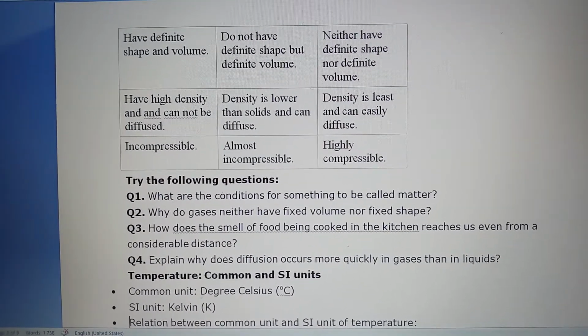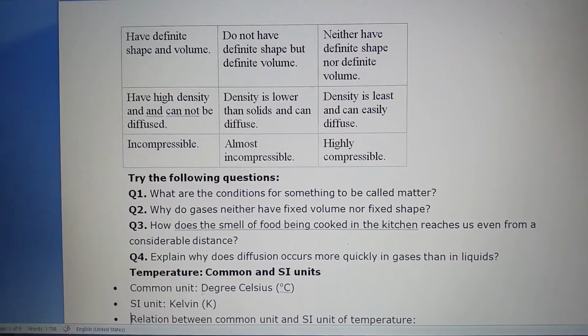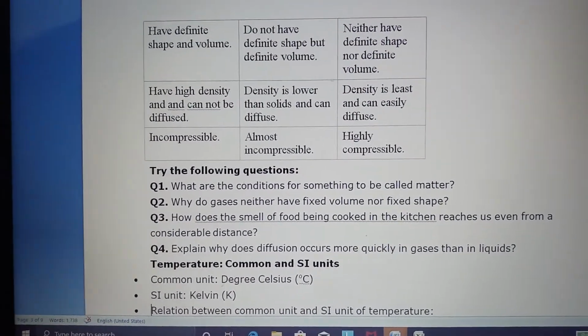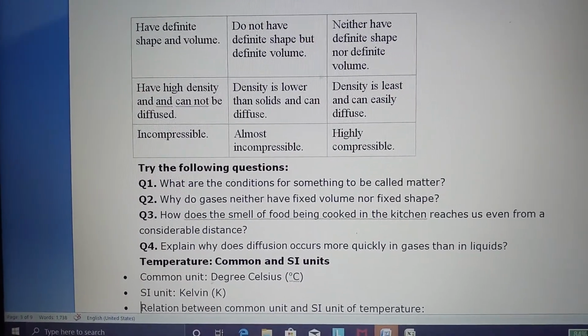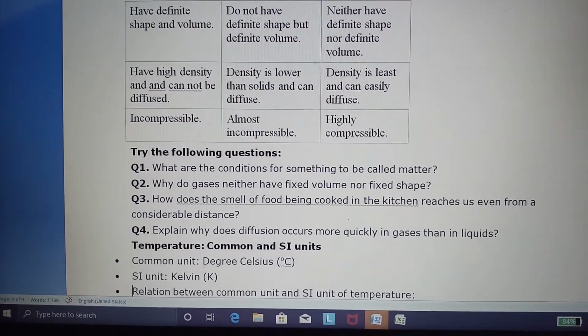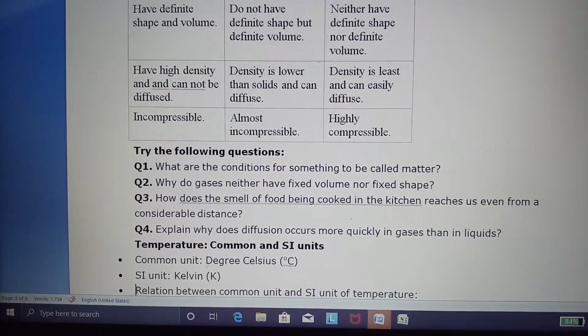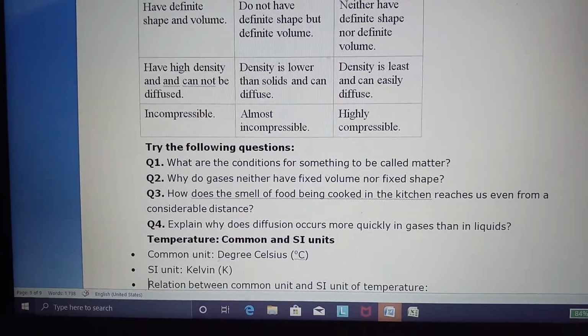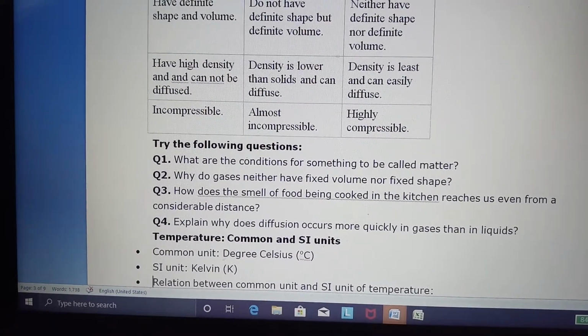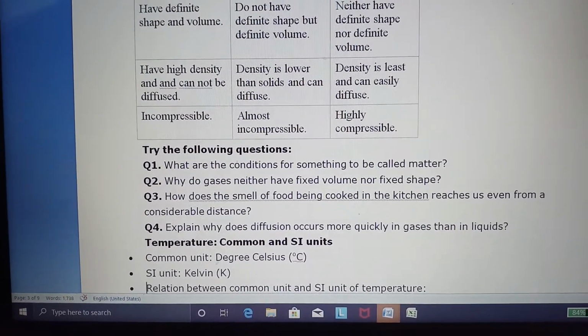And finally, compressibility. Solid is incompressible. Liquid is almost incompressible, but gas is highly compressible. And I have with me a few important questions, and I will ask you to note them and learn them. If you don't know the answer, please ask me.